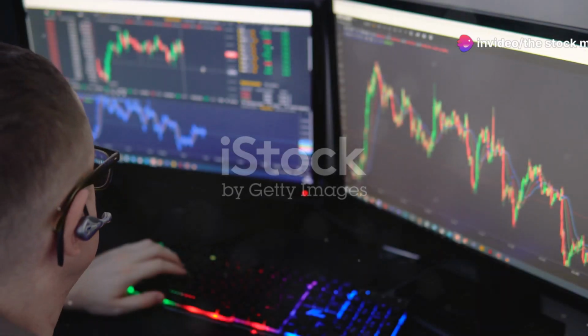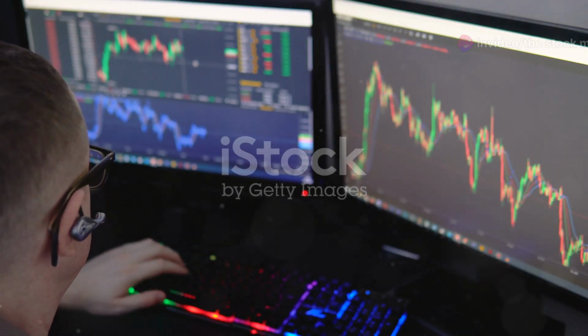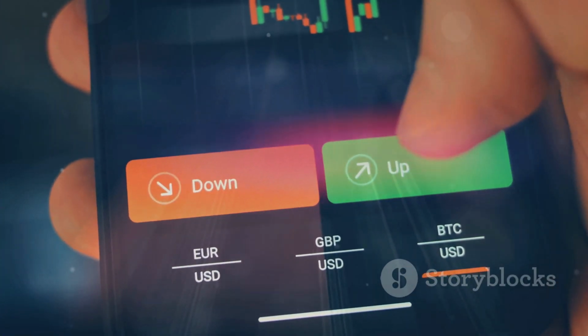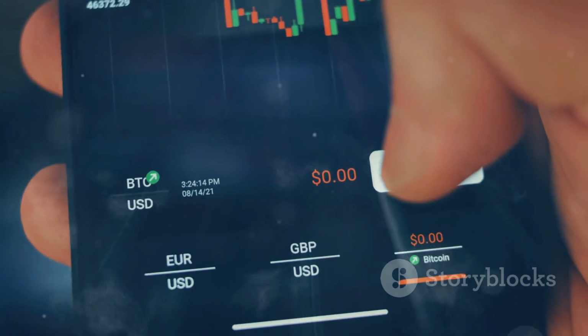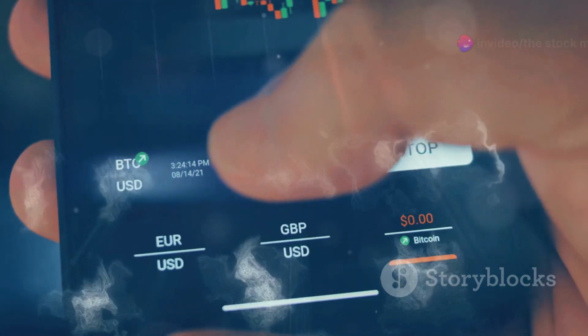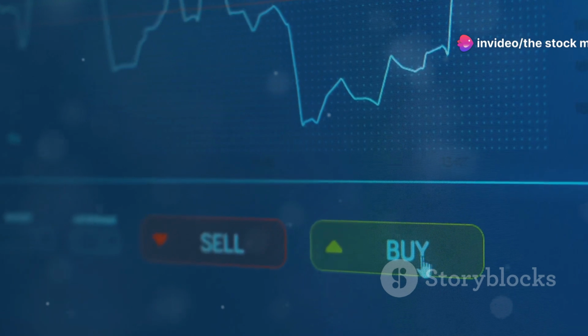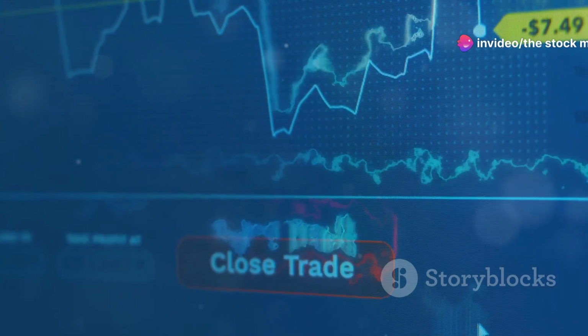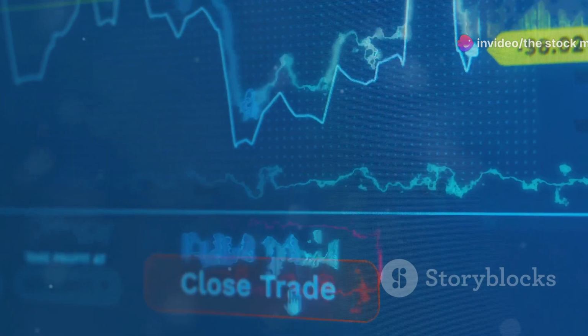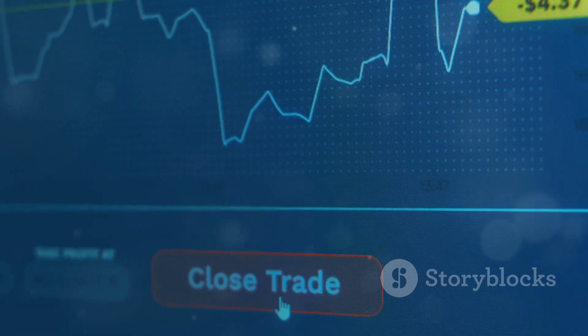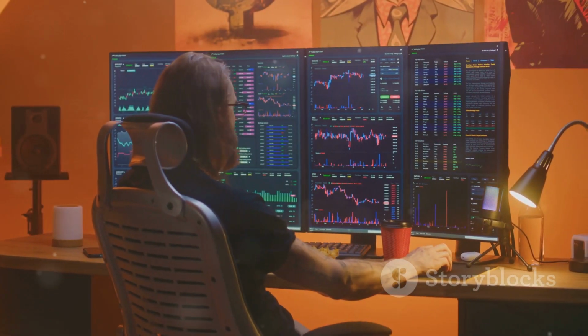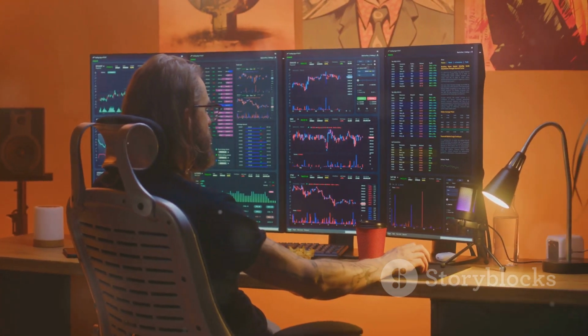Risk management is paramount in Forex swing trading to protect capital and ensure long-term success. One crucial aspect of risk management is setting appropriate stop-loss orders. A stop-loss order is an order that automatically closes a trade when the price reaches a predetermined level, limiting potential losses. Position sizing is another essential element of risk management.